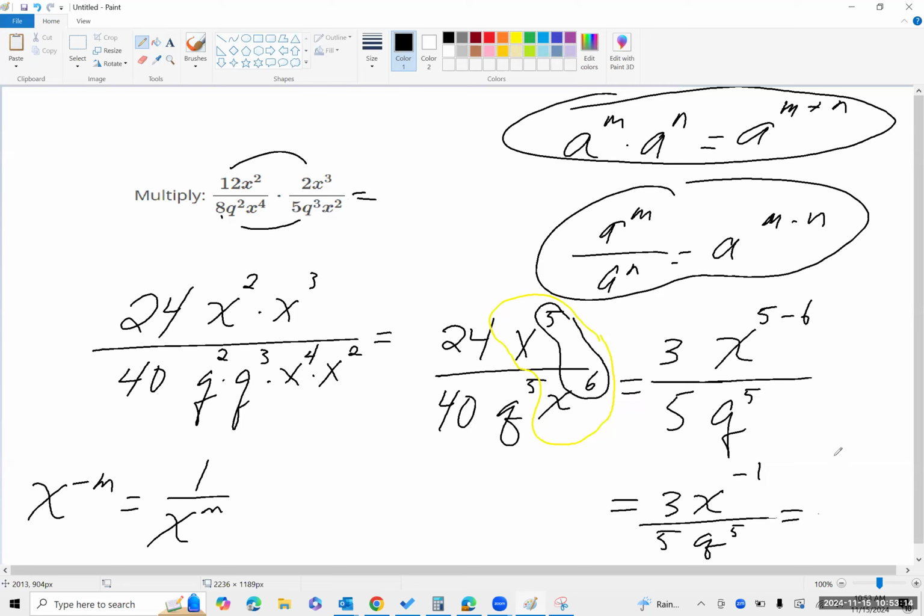In other words, I'm gonna bring this down and write it as x to the 1, but x to the 1 we sometimes write without the exponent. And so hopefully you were able to follow the process to get to that, which is the final answer.